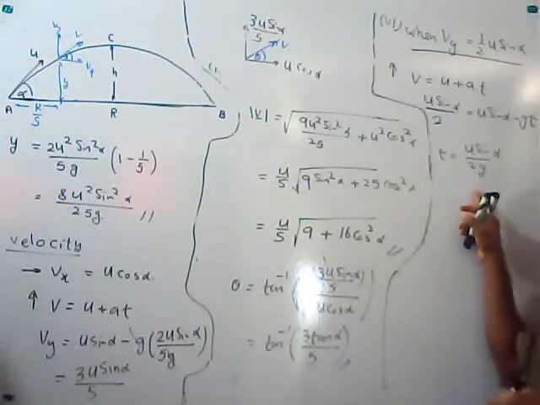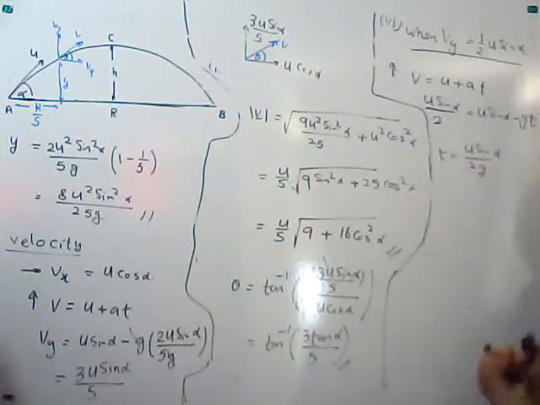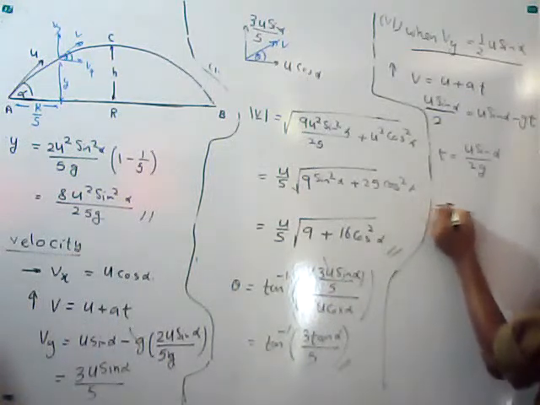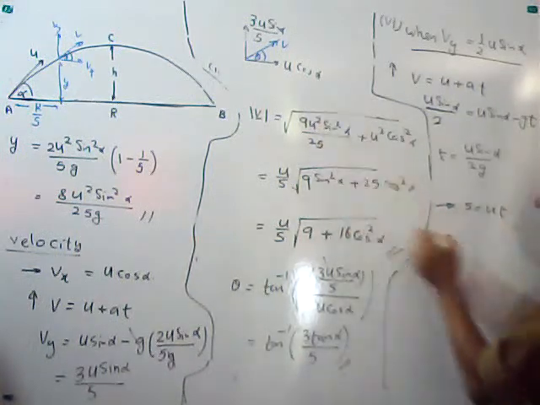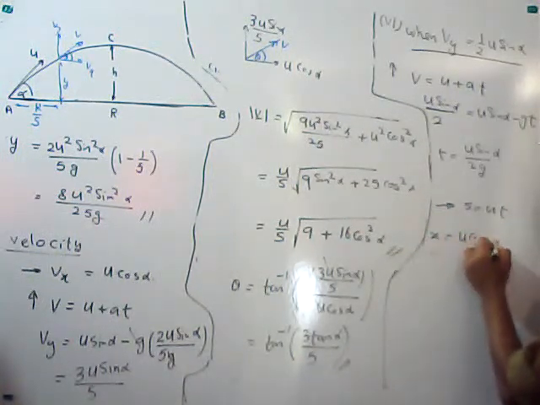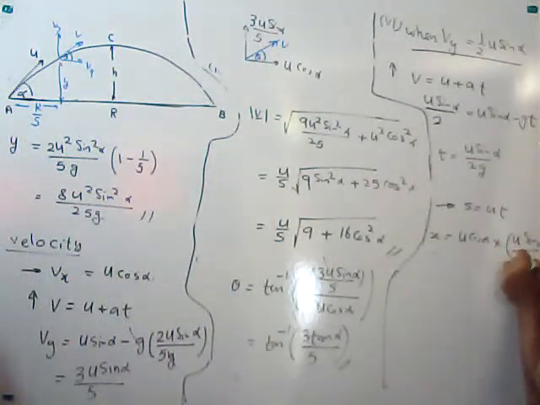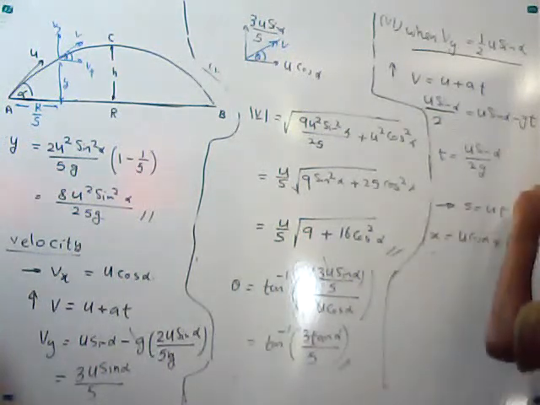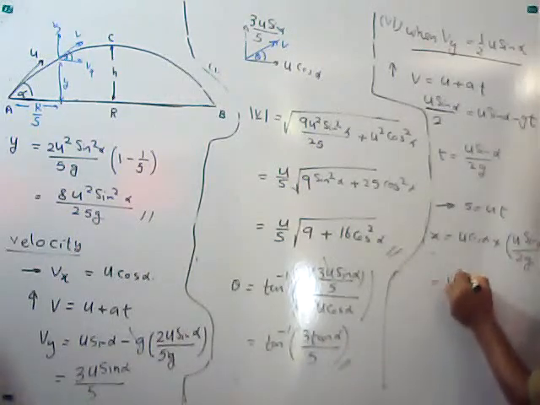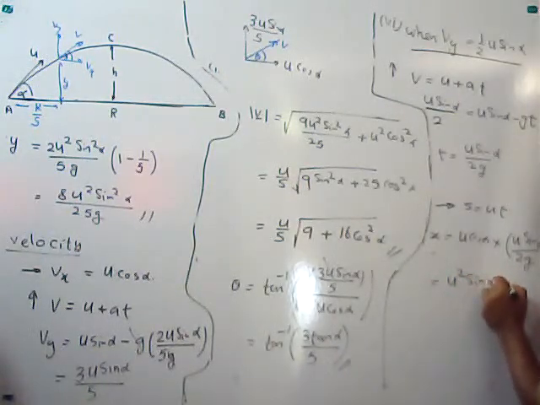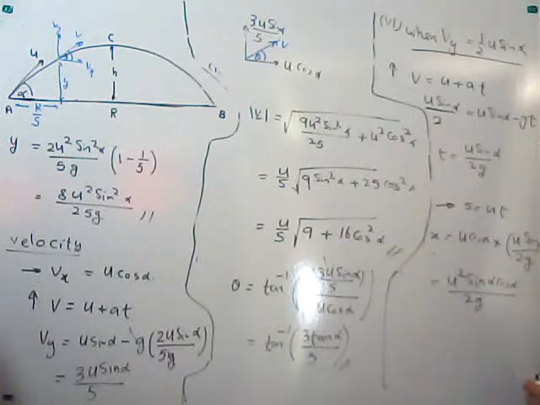Now we have t, so we can use this to find the horizontal and vertical displacements. So to find the horizontal one, apply in this direction s equals ut, s is some x, u is u cos alpha into t. T is u sin alpha over 2g. So it's u squared sin alpha cos alpha over 2g. So that's the horizontal displacement.